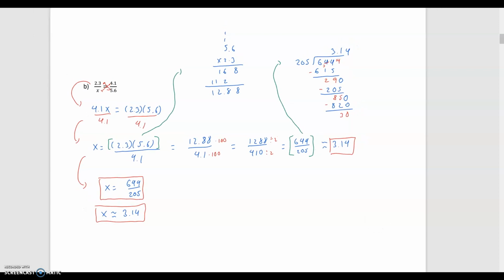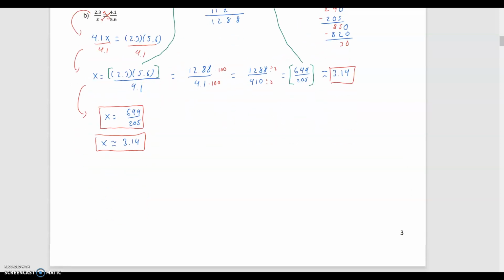Okay, that's it for this one. They didn't mention to use a calculator, so I did use the calculator to verify the divisions to make sure that everything was correct. So that's it for problem B. Let's move on to problem C.